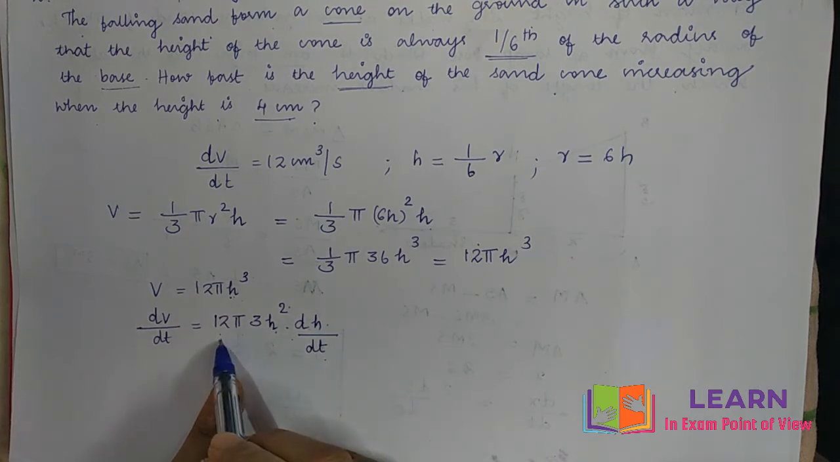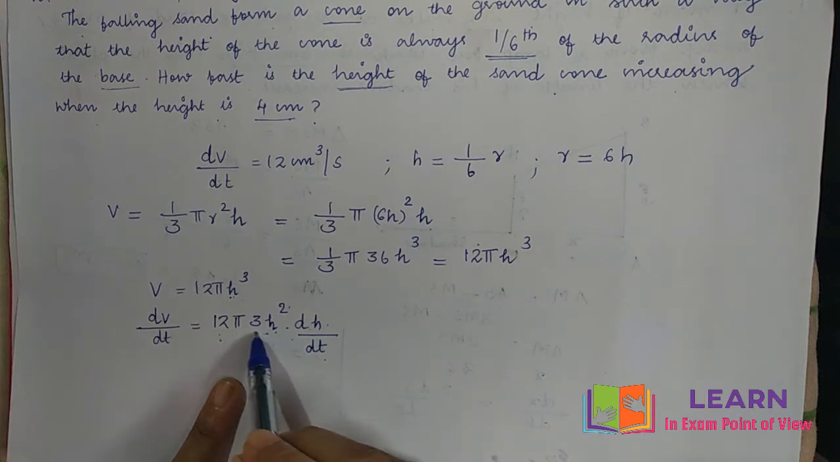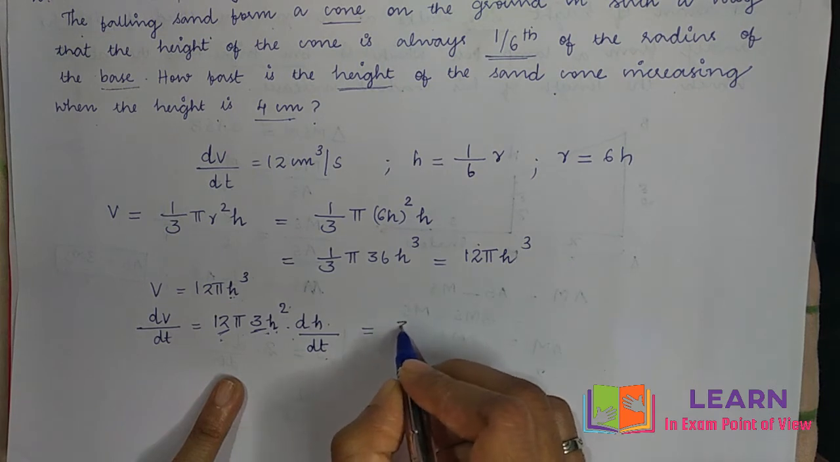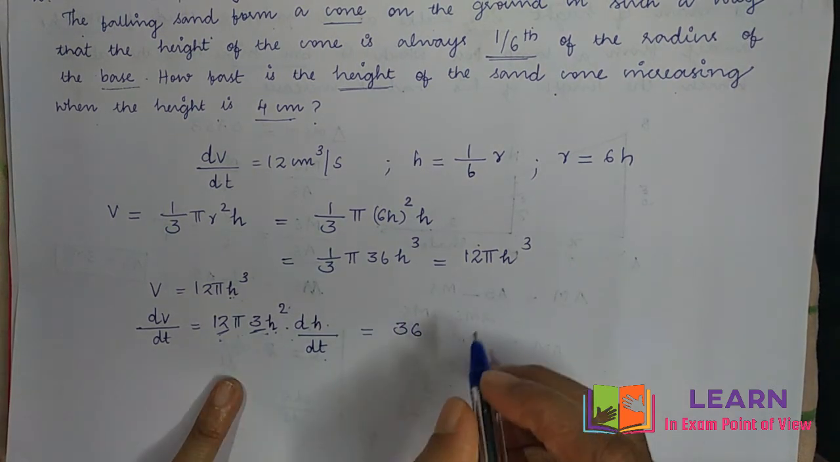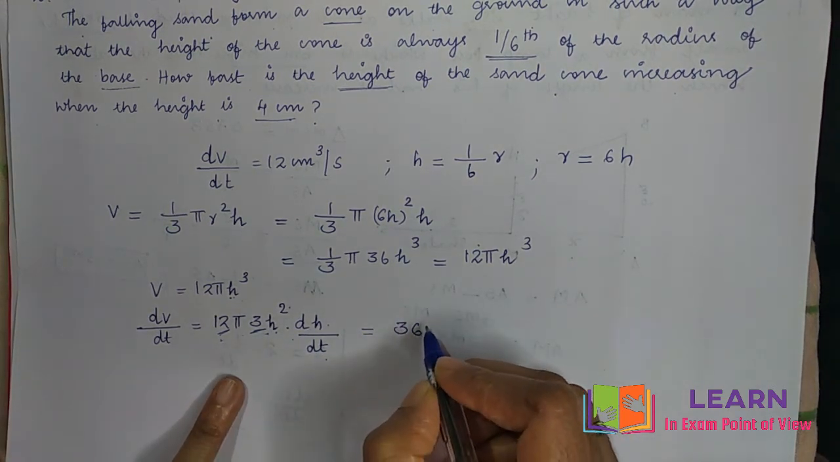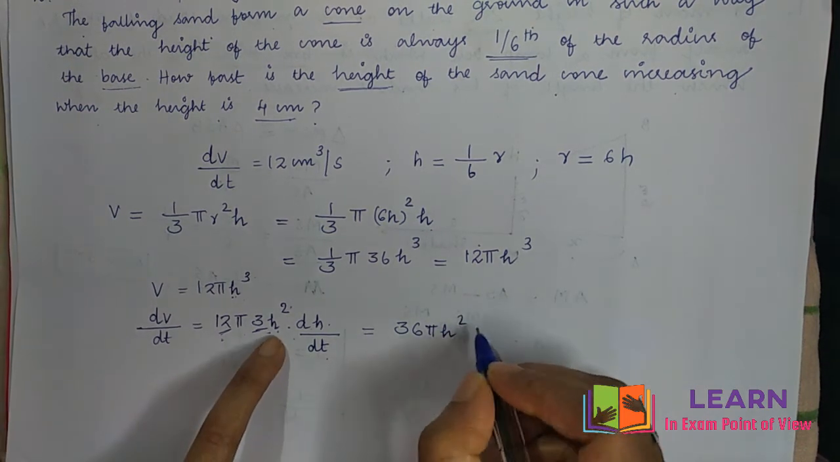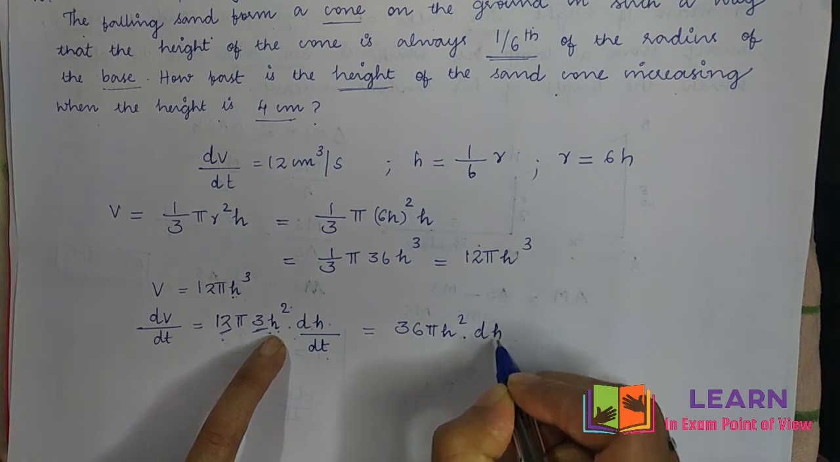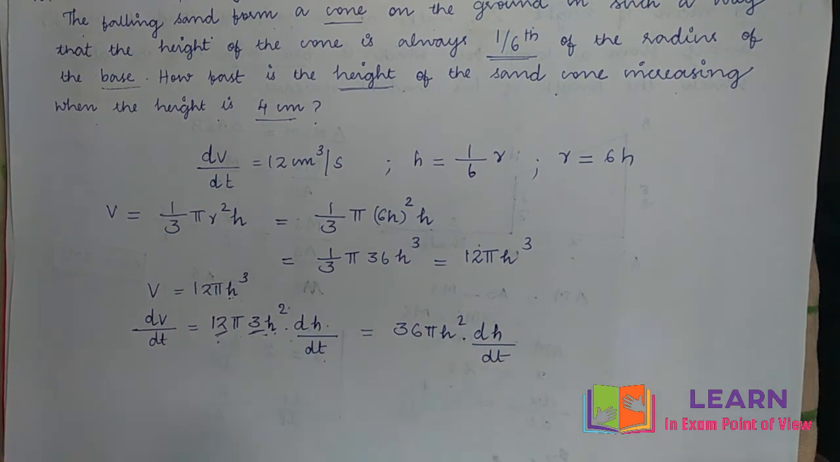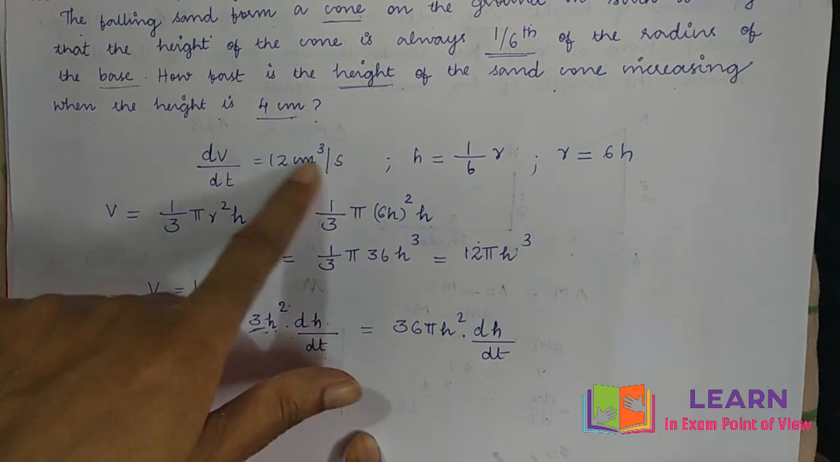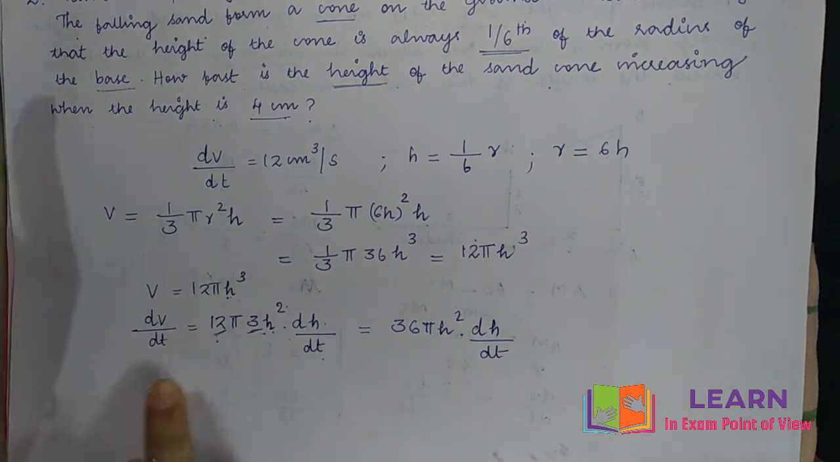So here 12 into 3, that is 36. Simplifying this, you will get 36 pi h square into dh by dt. Okay, so this dV by dt we already know, it is 12. So substitute that here.